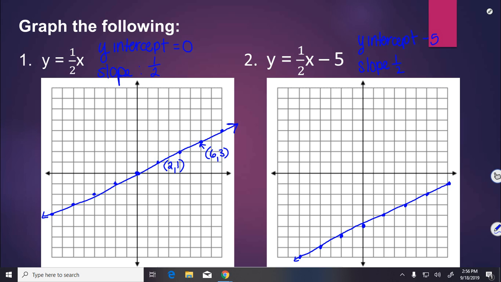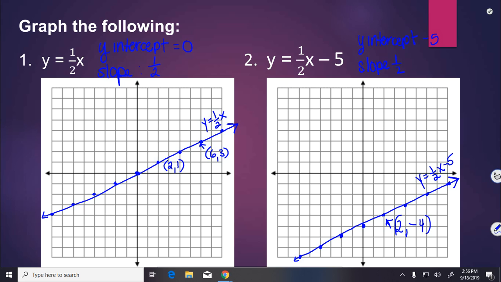Again, you should be using a straight edge, so your line should be much straighter than mine. I forgot in the last, we should be labeling it with our function rule. So over here, this would be labeled y equals 1/2 x minus 5. And again, all the points on that line satisfy the equation. So if I take a look at this point right here, this is point (2, -4), and I plug it into my equation, half of 2 is 1, and 1 minus 5 is -4, so it works.